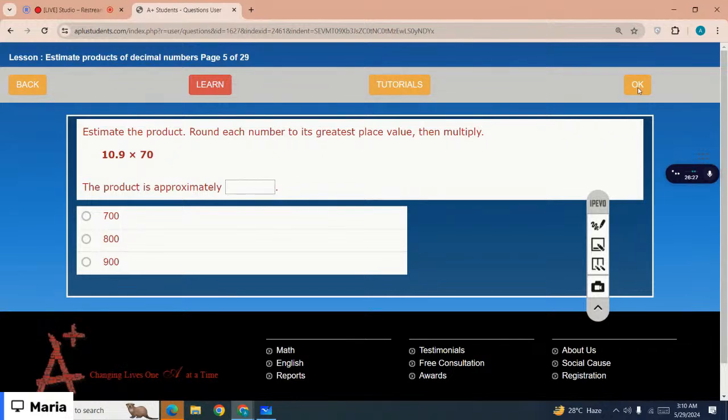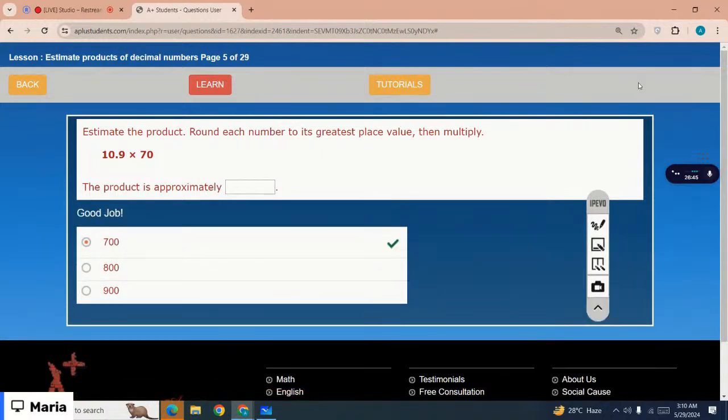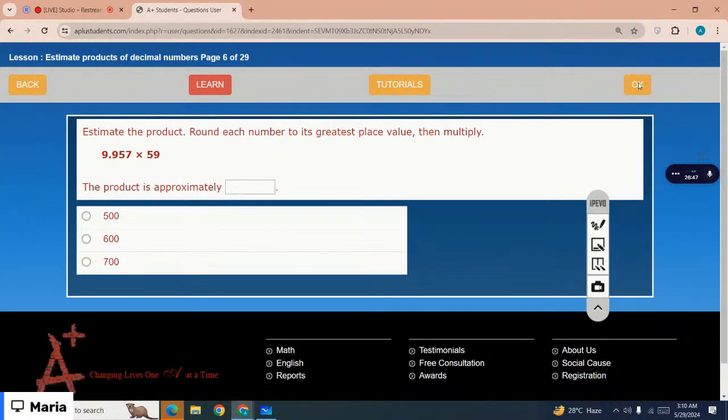The correct option is 700. Option number 1 is the correct option. How 800? 10.9 is rounded off to 10, and 70 is already 70. It is already rounded at 10. The answer is 700.